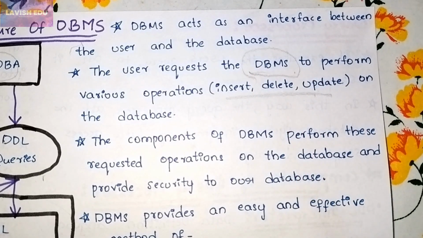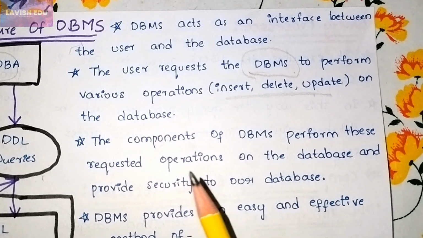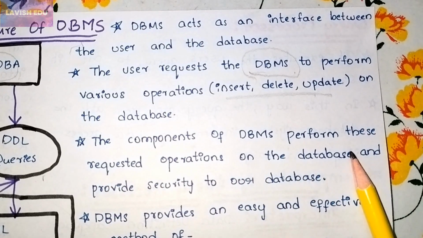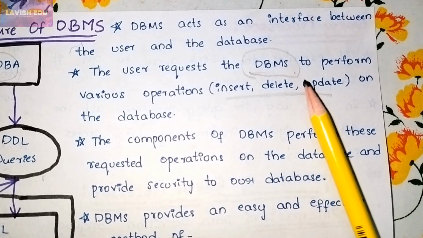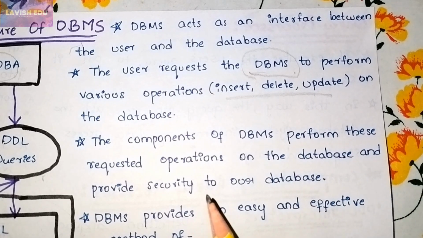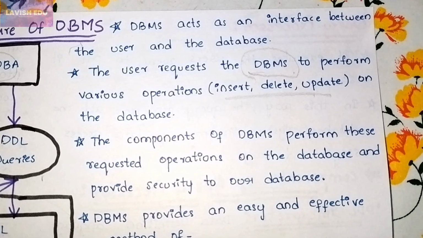What this database management system is, we have already gone through. It helps us in performing these operations easily by maintaining a sequence of steps, using unique IDs. The components of the DBMS perform these requested operations on the database and provide security to our database. So whatever operation the end user wants is performed by this database management system, which provides full-fledged security for our data.